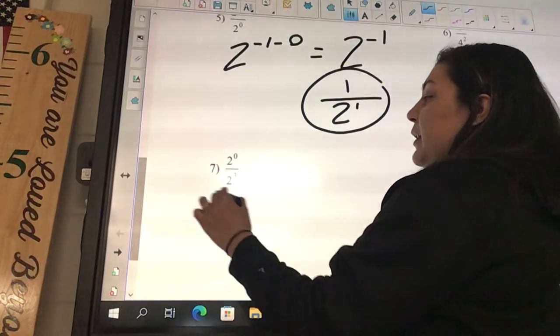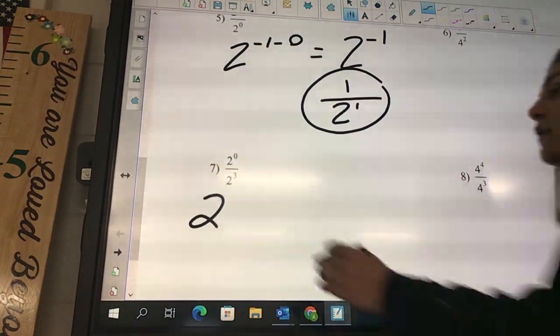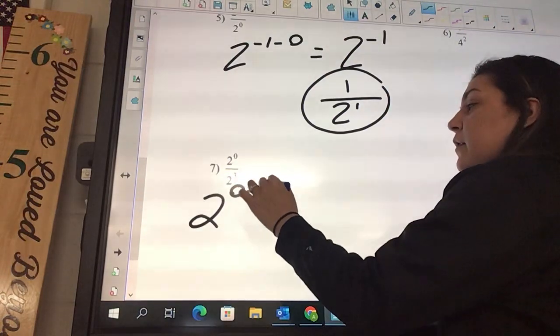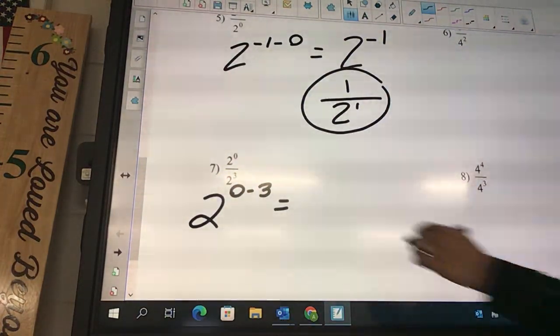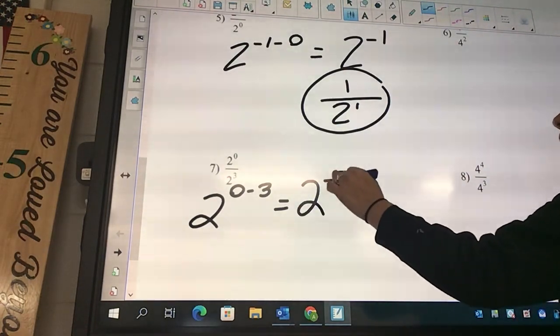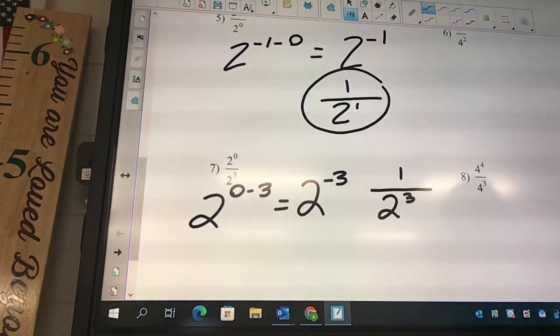Okay, 7 is going to be 2 to the 0 minus 3. 2 to the negative 3. And then we need to convert. So it's going to be 2 to the 3rd over 1.